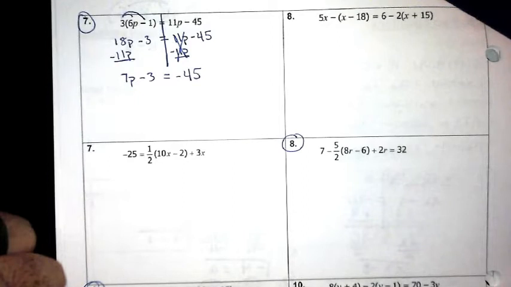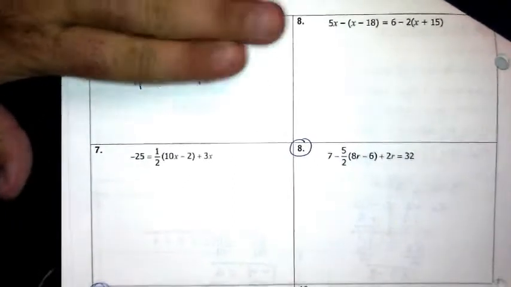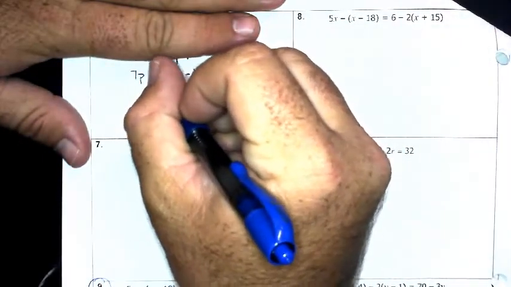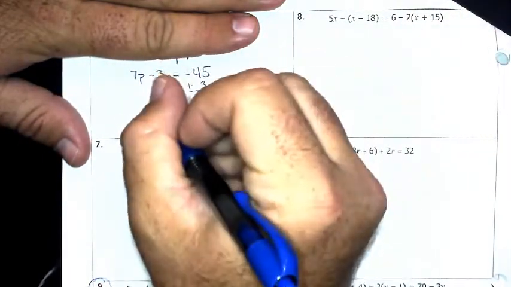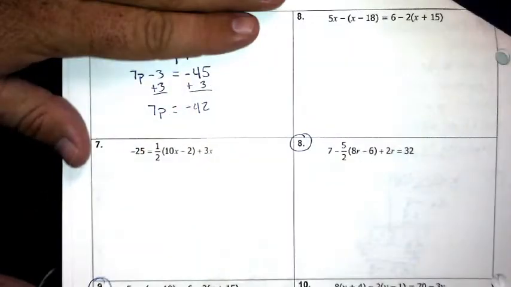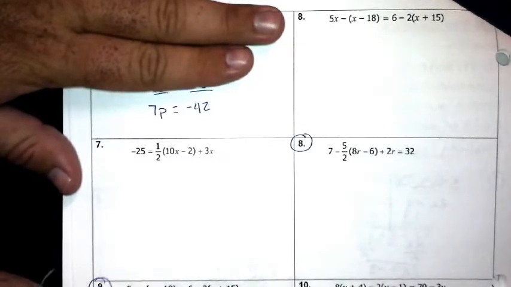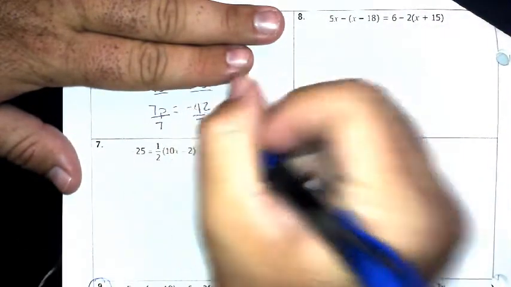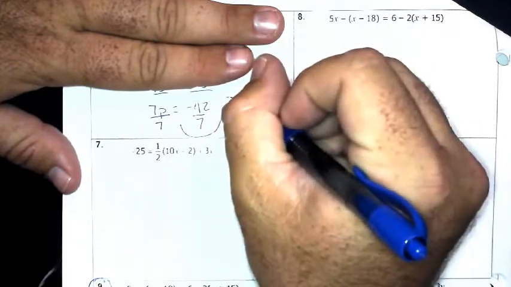Cover it up. Now we just have a 2-step equation. Who wants to tell me step numero uno? Add the 3. 7p equals negative 42. What do I do now? Divide by 7. To where p equals negative 6.